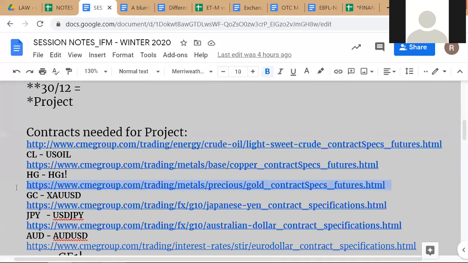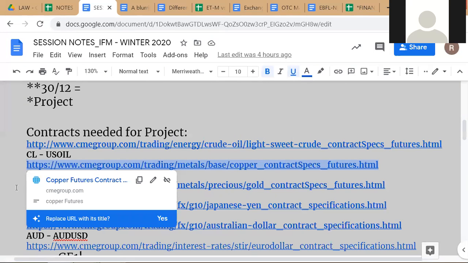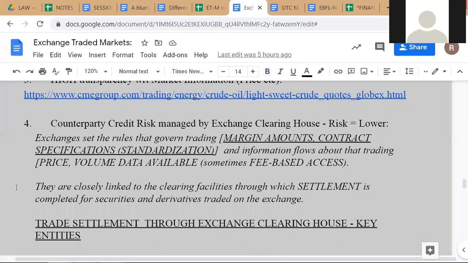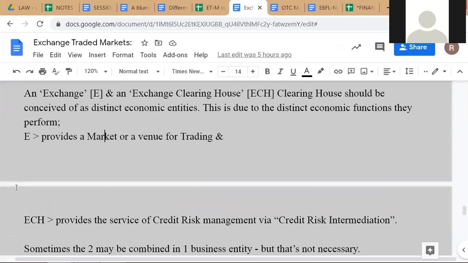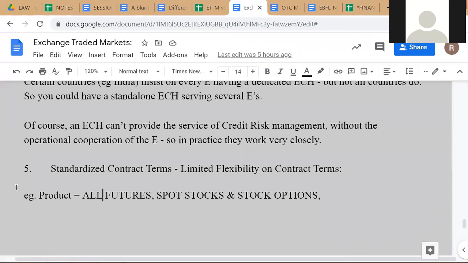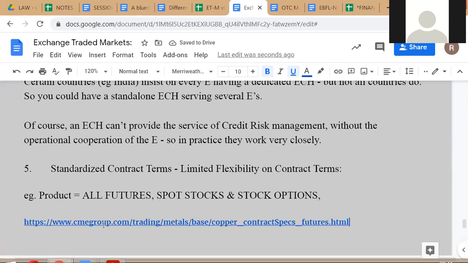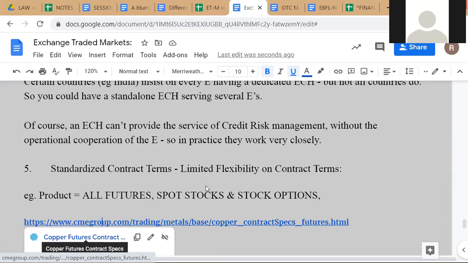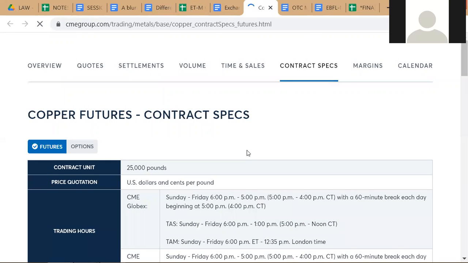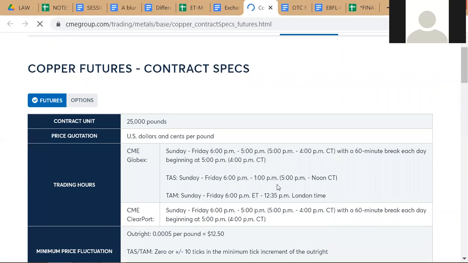We can take the example of copper, or we can take the example of gold as well. We'll show you two, okay? Let's take the example of copper. That'll show you some other things. We're trying to show the point about standardized contract terms, so we'll come to the other points later, but let's use this link here. And so let's open the copper futures.